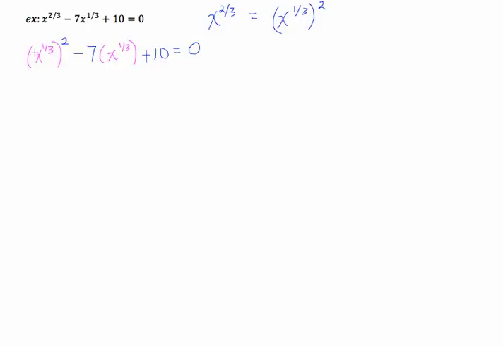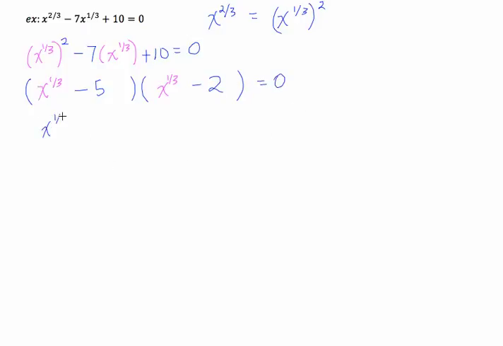So this is quadratic because it's a thing squared minus 7 times the thing plus 10 equals 0. It's quadratic-like in that the powers decrease from 2 to 1 to nothing. So if it factors, we would have x to the 1/3 and x to the 1/3 in place of the usual x. Let's see, they would need to add to negative 7 and multiply to positive 10, so how about negative 5 and negative 2 will work.